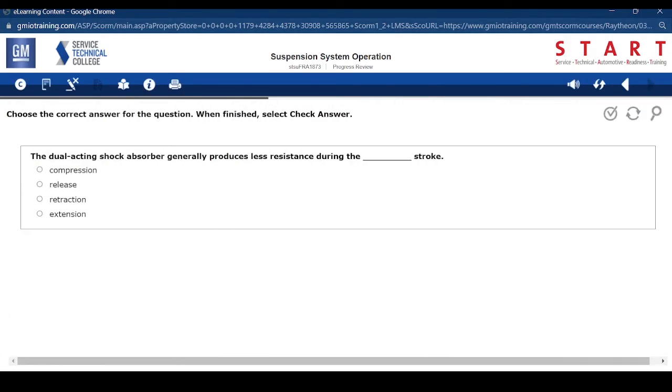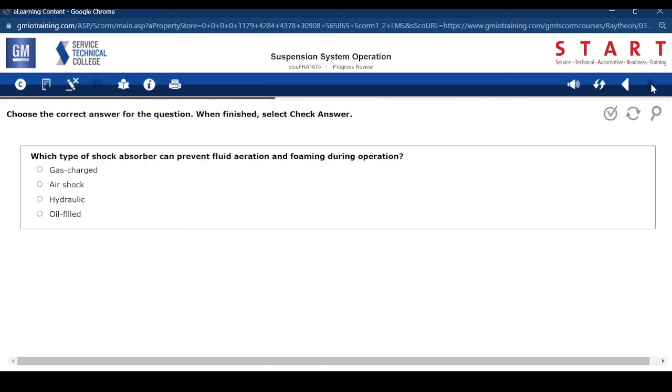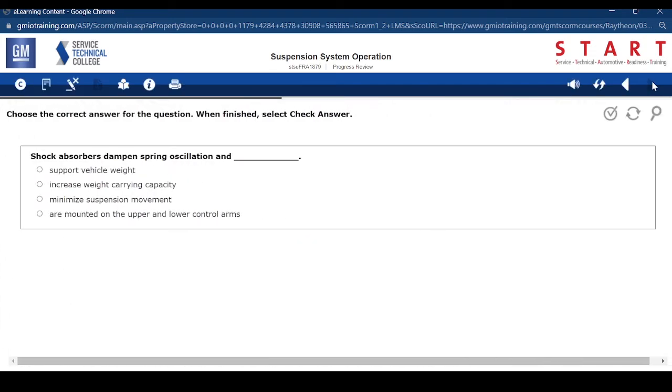Choose the correct answer for the question. When finished, select Check Answer. Choose the correct answer for the question. When finished, select Check Answer. Choose the correct answer for the question. When finished, select Check Answer.